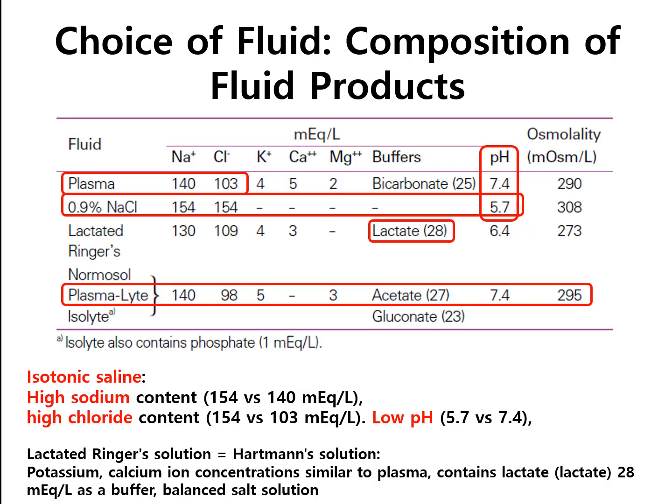Beyond the volume, the choice of fluid is also important. Let's compare common crystalloids. Isotonic saline contains high sodium and chloride. Lactated Ringer's solution and Hartmann's solution contain potassium and calcium ions similar to plasma, and lactate as a buffer. It is a balanced crystalloid solution. Plasma-Lyte is another balanced crystalloid solution.